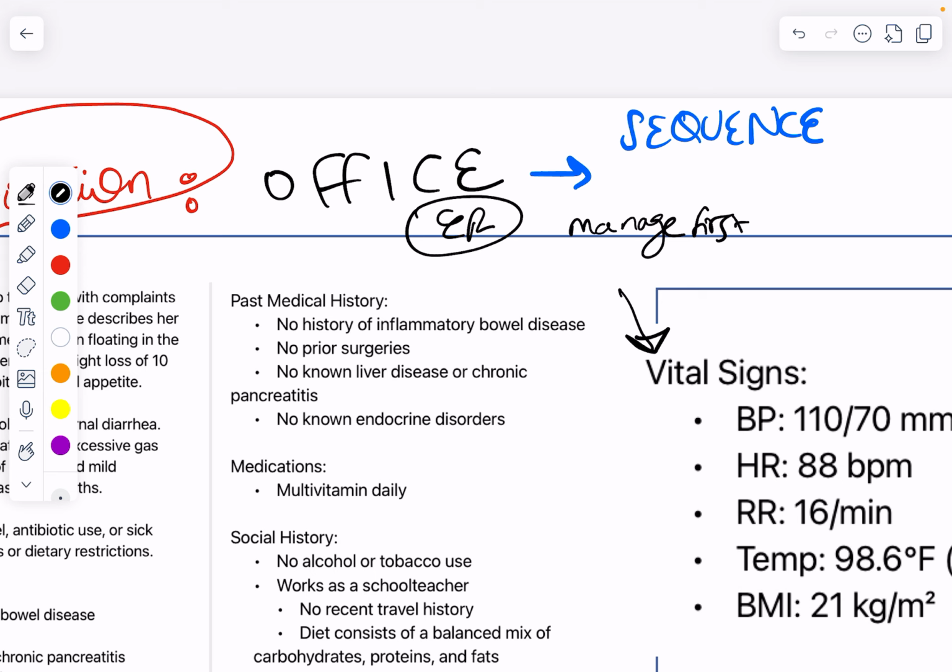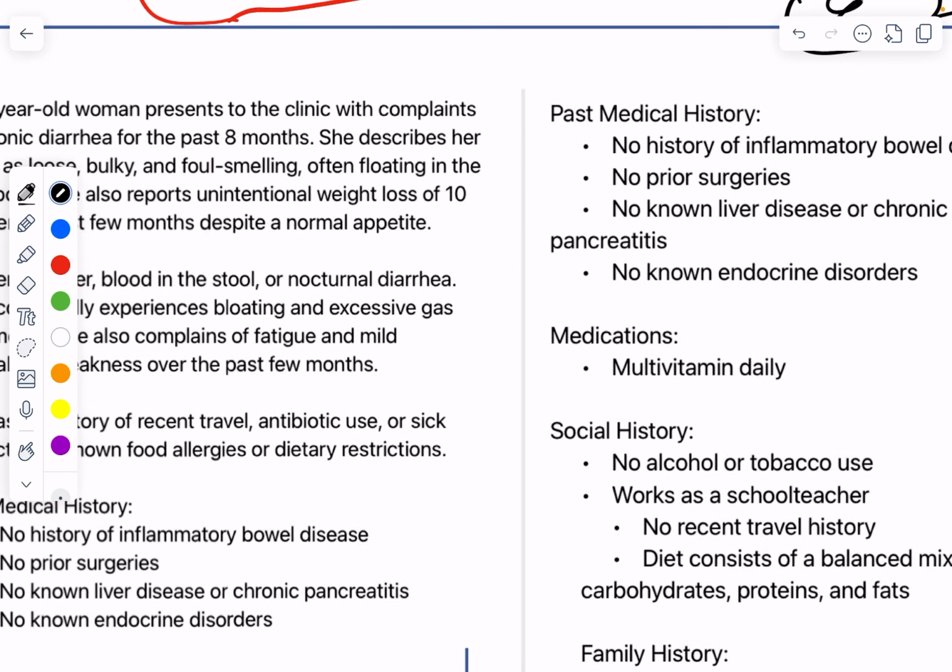Okay, so location is important here, because you are being scored for the sequence, not just for what you're ordering. Okay, so let's take a look at this case.